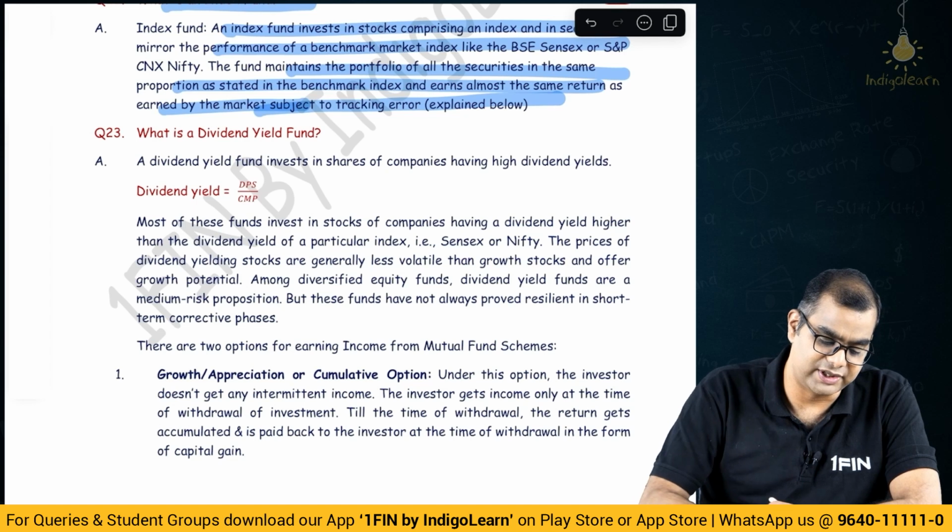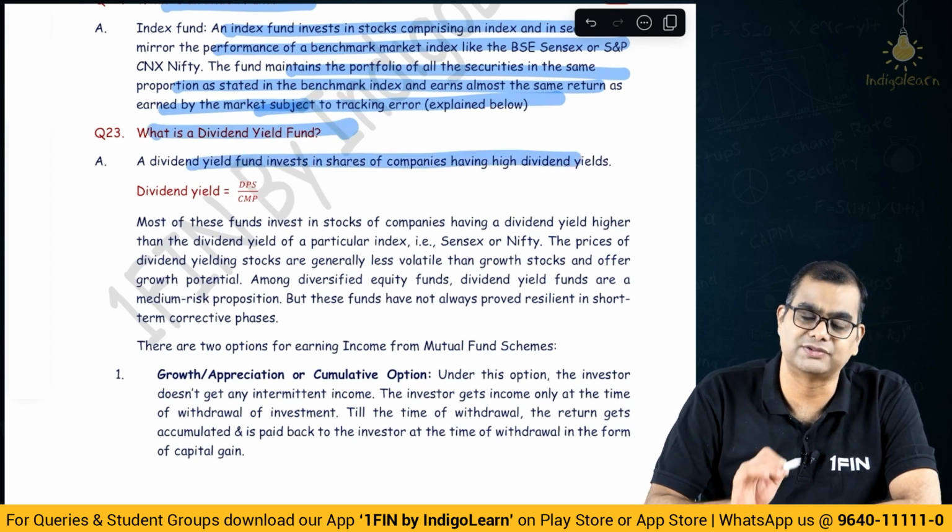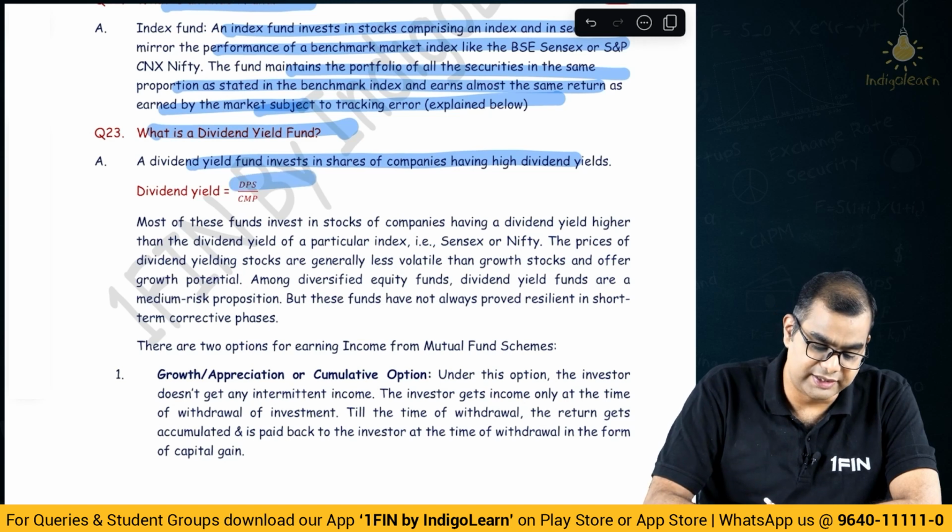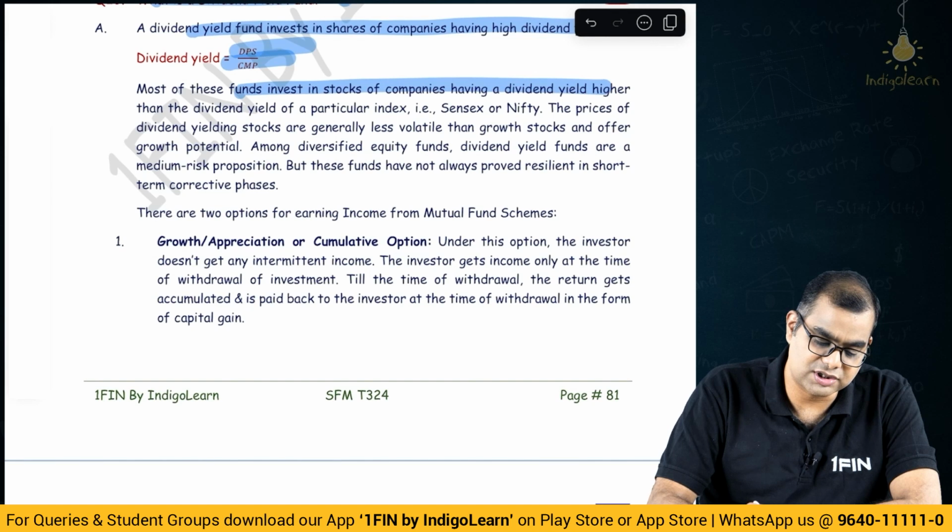Then you have something called as a dividend yield fund. What is a dividend yield fund? Dividend yield fund invests in shares of companies having high dividend yield. What is a dividend yield? Dividend yield is dividend per share divided by current market price. Simple. Right.